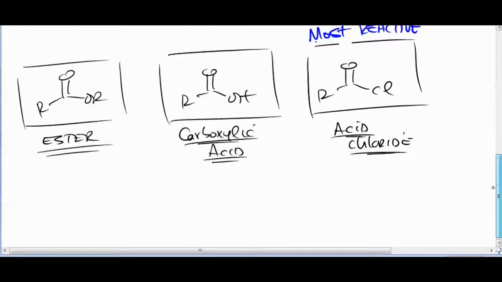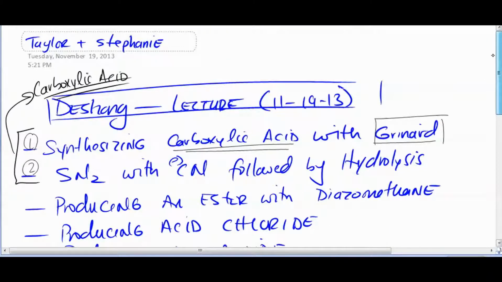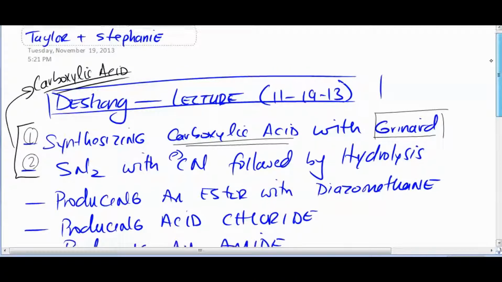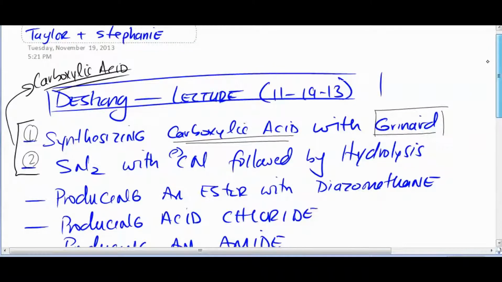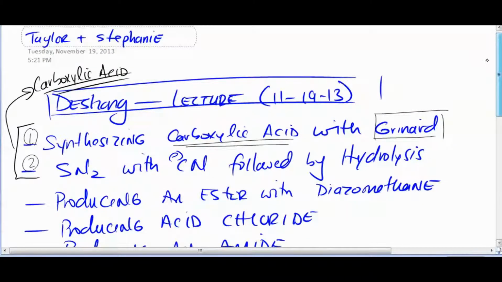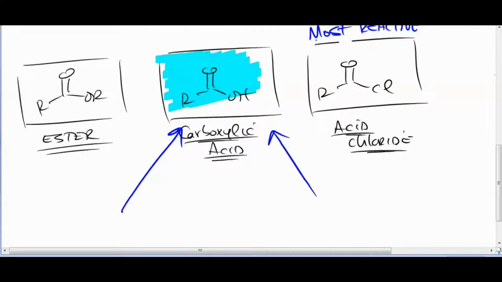All right, so for the first two steps, the first 2 points that we listed from your notes, we're going to be making carboxylic acids. Carboxylic acid with those 2 steps. So our aim is to make this guy here, right? And we're going to take 2 different pathways to make this guy.